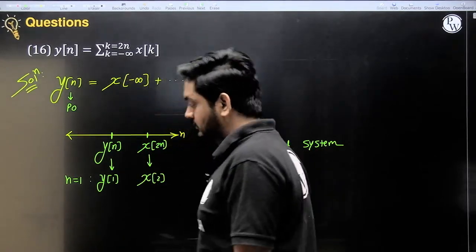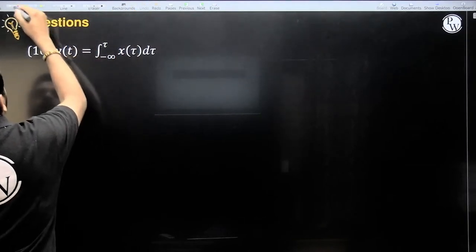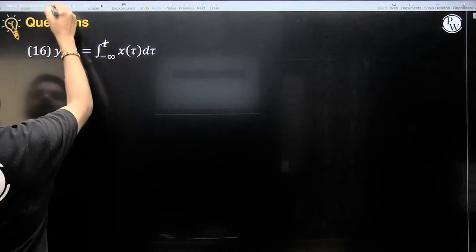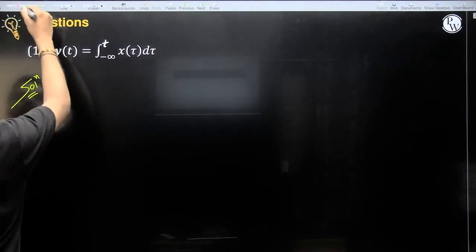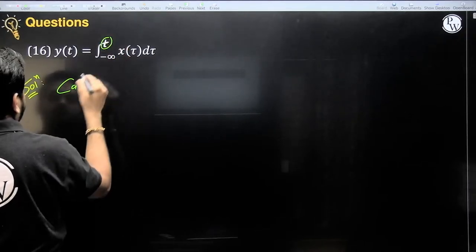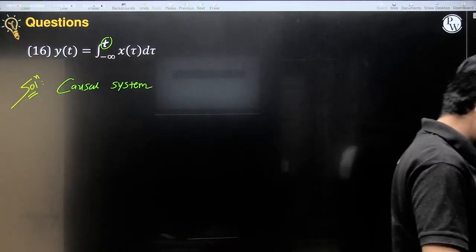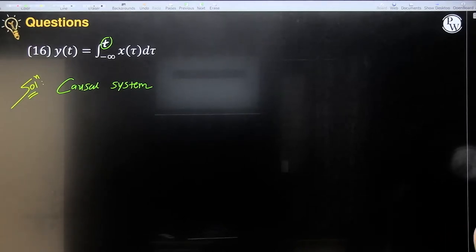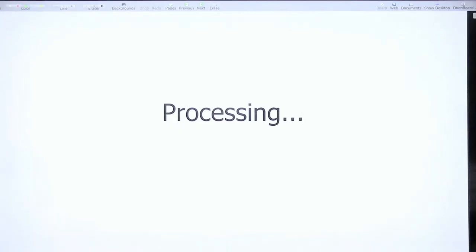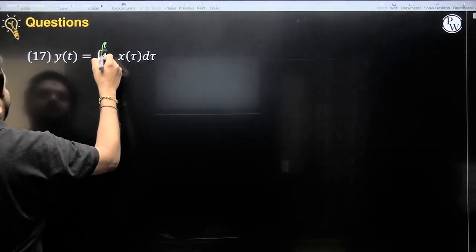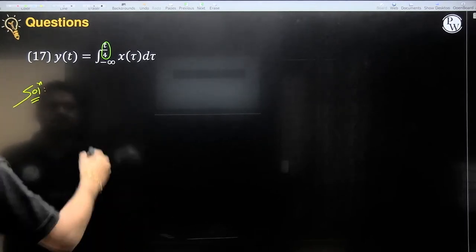Non-causal system, fine. Now next, similarly, integration from minus infinity to t, guys. Then it is a causal system. No operation is performed, so that's why it is said to be a causal system. And in this case, t by 4, guys, a t by 4 time scaling operation is performed, that's why it is a non-causal system, correct?